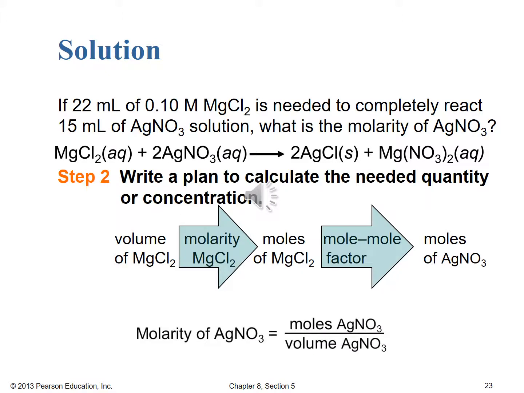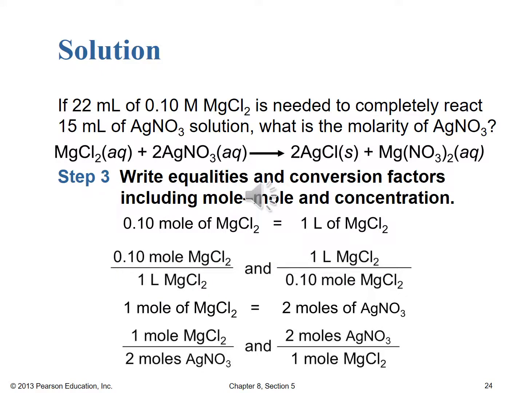All right, moving on to step 2, we'll write our plan. So we're going to start with our volume of magnesium chloride and multiply through by the molarity of the magnesium chloride to find the moles of magnesium chloride. Then we can use the mole-mole factor that relates magnesium chloride to silver nitrate, in this case 1 mole of magnesium chloride per 2 moles of silver nitrate factor. That will get us to moles of silver nitrate, and in order to find the molarity of silver nitrate, we'll take the moles of silver nitrate divided by that 15 milliliter volume that we've converted into 0.015 liters.